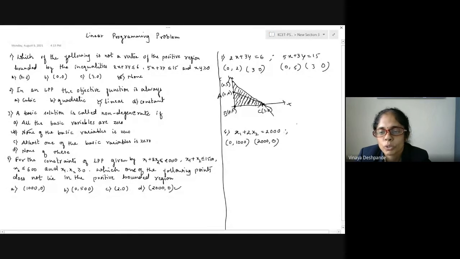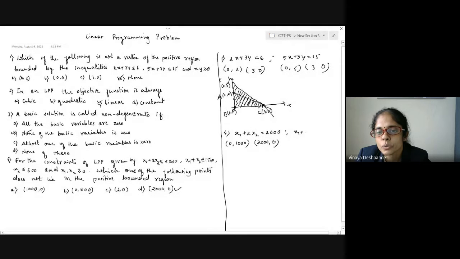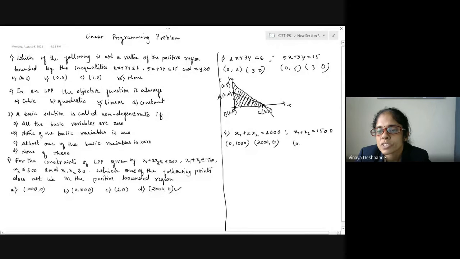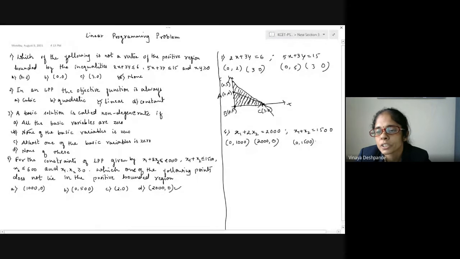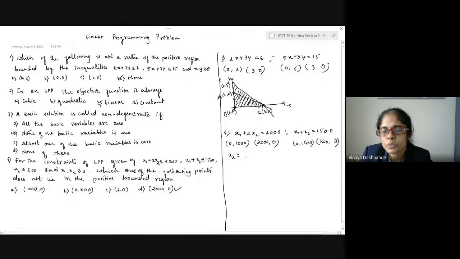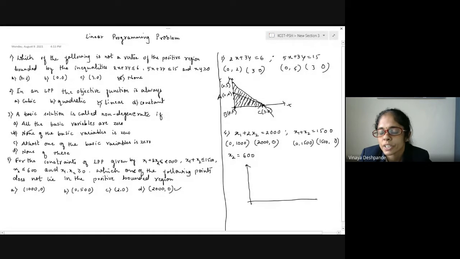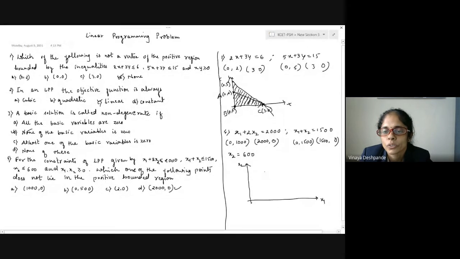Next, one more constraint: x1 plus x2 is equal to 1500. Put x1 as 0, x2 is 1500. Then put x2 as 0, x1 is 1500. Now, one more constraint: x2 is equal to 600. So let us plot these points on a graph sheet. Take it as x1 and x2.